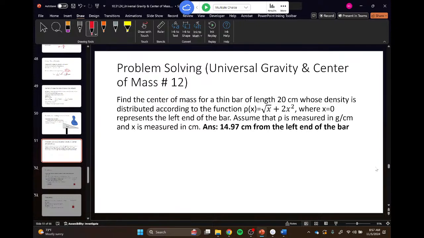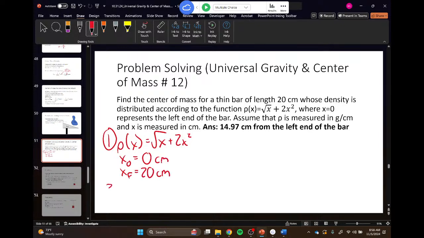Yeah, that looks good. Let me start writing it out. All right, so let's start kind of writing it out. Depending where you're at, I'm hoping most of y'all are kind of plugging things in. If not, we're going to find out. So we have our density function, square root of x plus 2x squared. We have where our origin is. That's our left side. And then we have the final x position, which is 20 centimeters. We are solving for the center of mass.